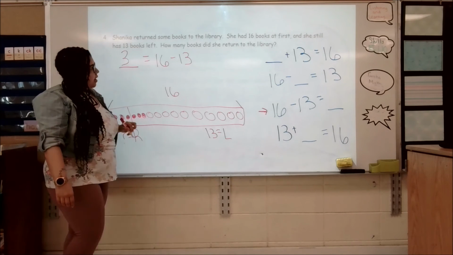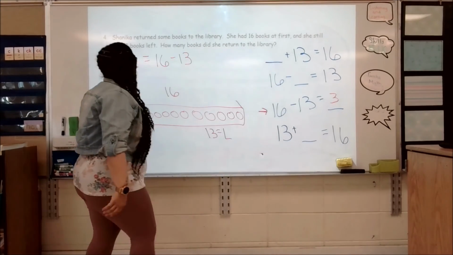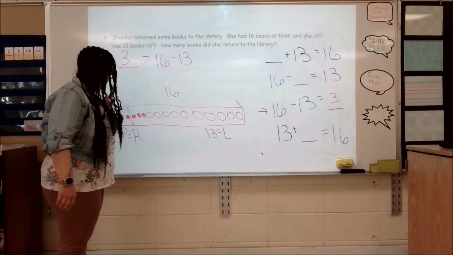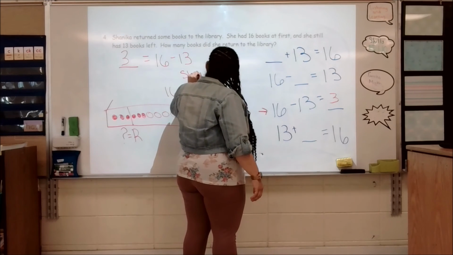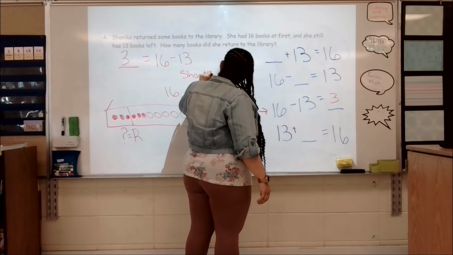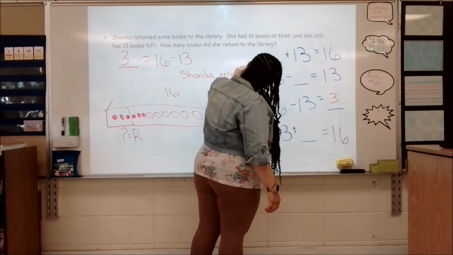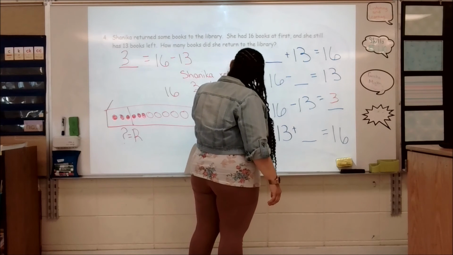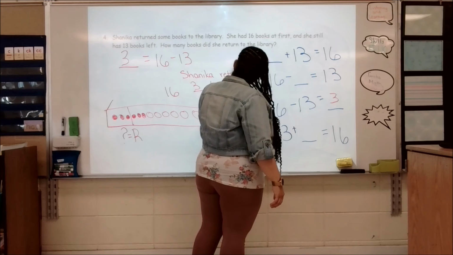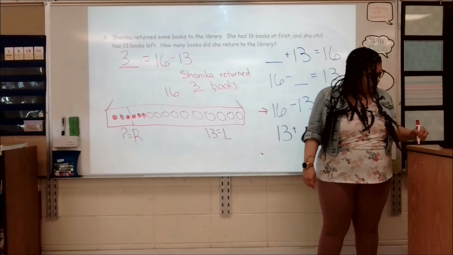3. Good job. She returned 3 books. That's the missing part. So, Shanika, find a space to write it. Shanika returned 3 books. That's my complete sentence answer.